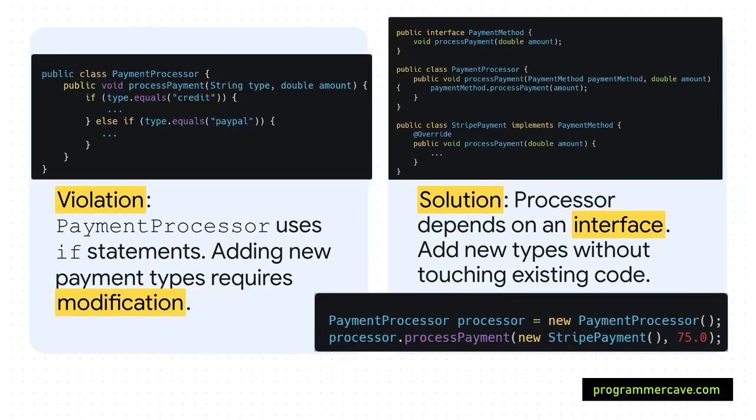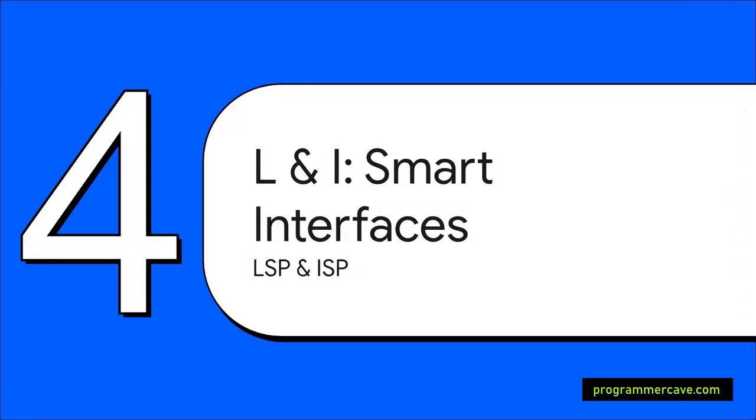It's closed for modification, but open for extension. Okay, now we're going to group 2 principles together, L and I, because they're really 2 sides of the same coin. They're both about designing good, clean interfaces. And since Go is all about interfaces, this is super important stuff. We're talking about the Liskov substitution principle and the interface segregation principle.